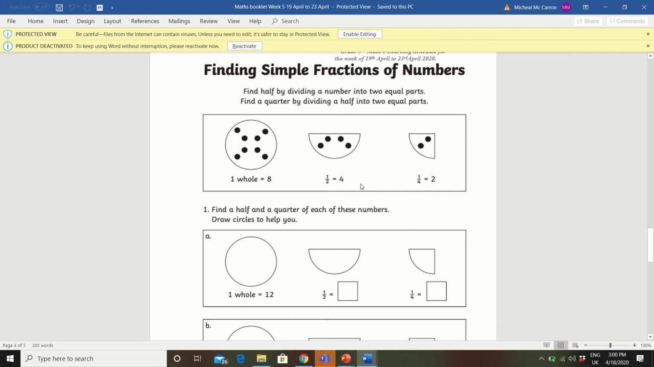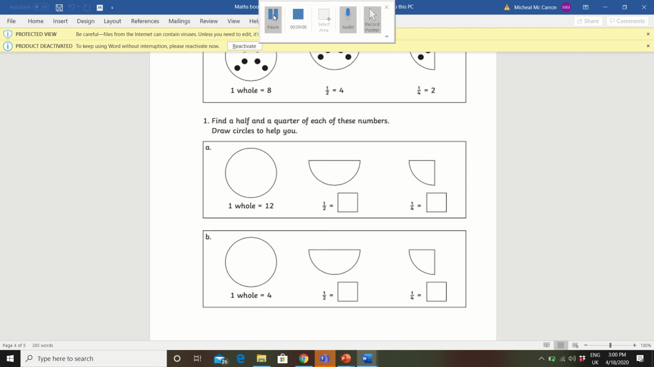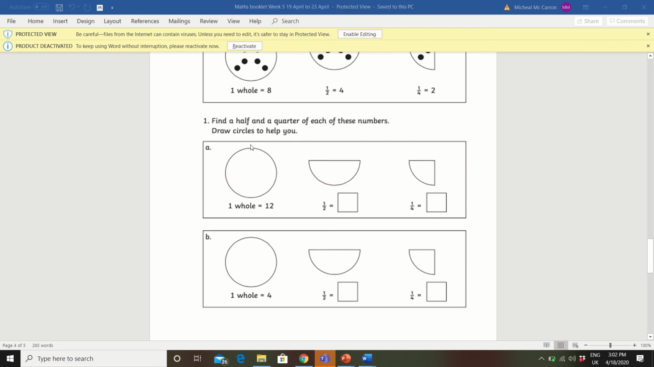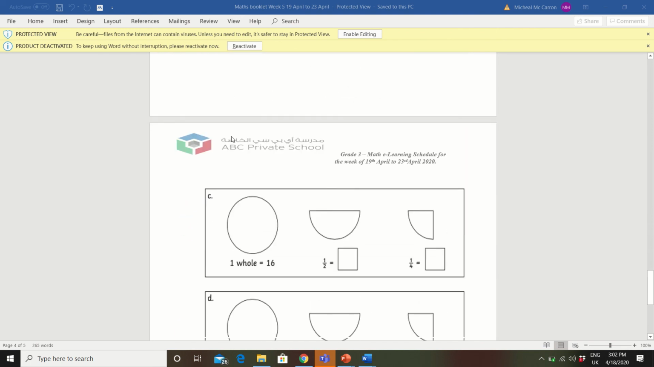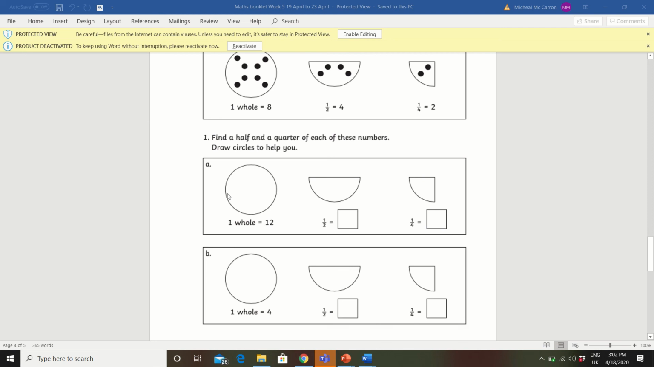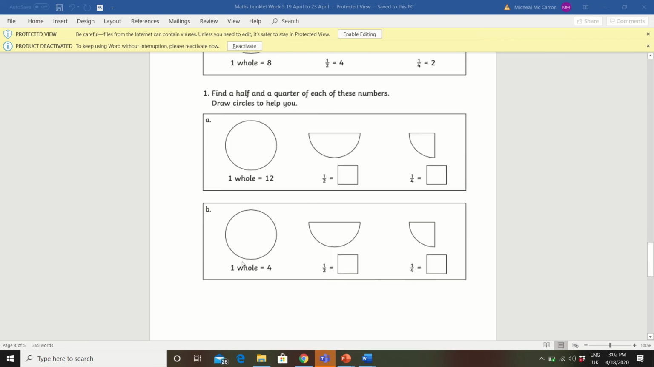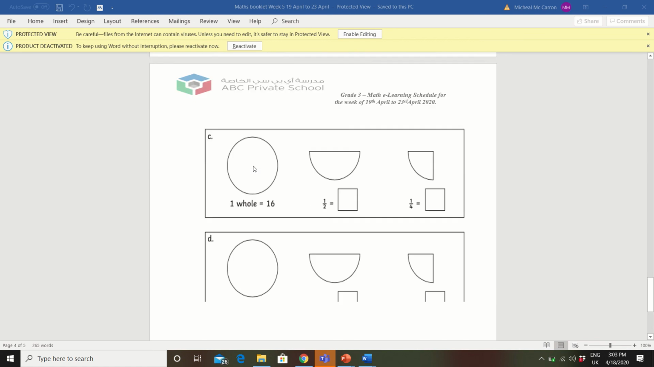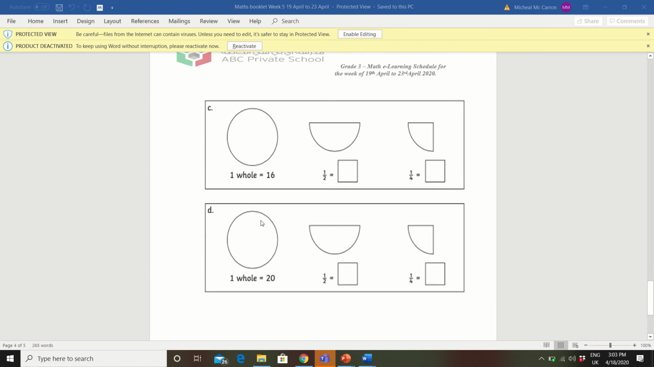So what we're going to do now is just go quickly through the worksheet booklet. So today we're doing this. All we're doing here is looking at question 1, A, B, C, and D. We have 1 whole is 12. We have to find a half and a quarter, just like the example up here. So you're going to draw the dots in the circle. 1 whole is 12. I want you to draw 12 circles in here. 1 whole is 4. Draw 4 circles in there. 1 whole is 16. Draw 16 circles in there.